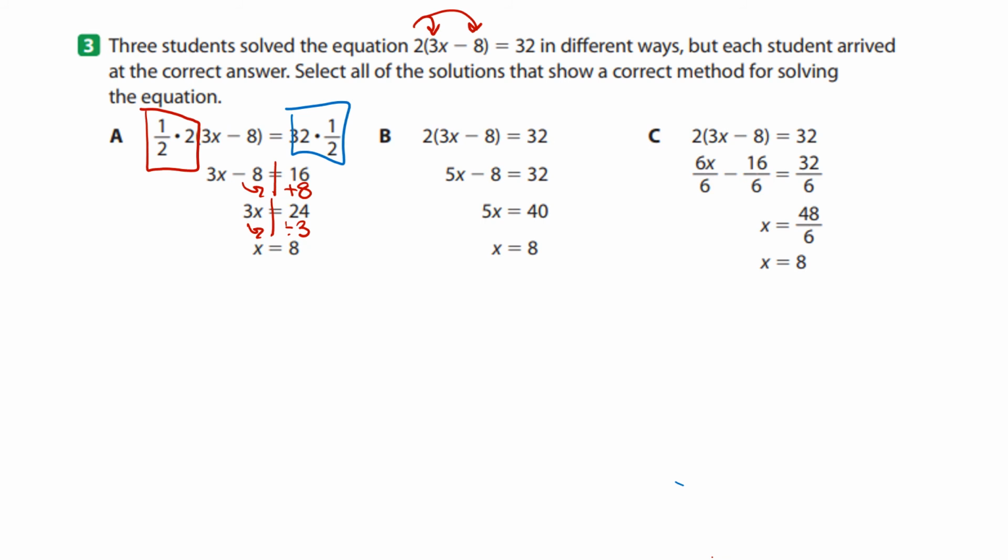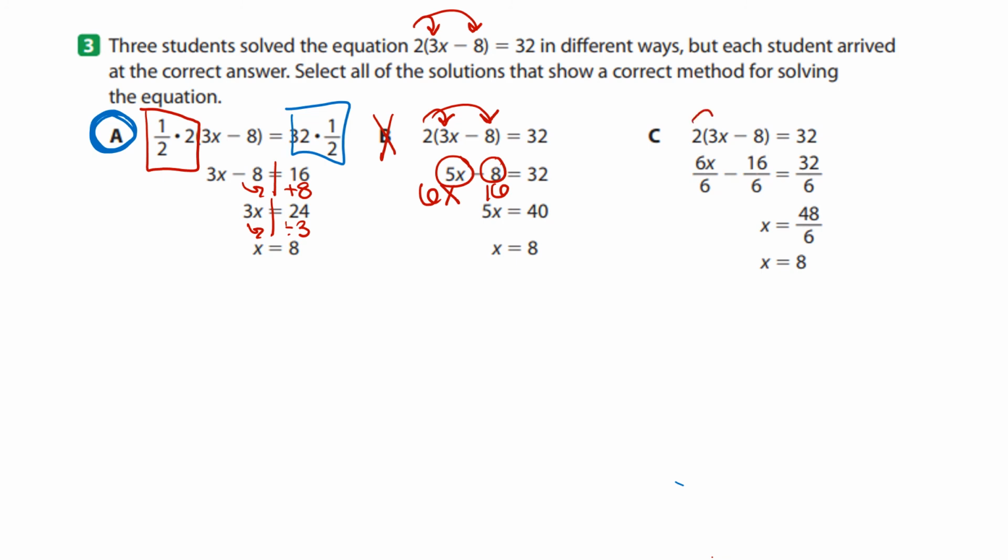In letter B, again, our first step would be to distribute, and we would multiply. 2 times 3 should give you a 6x minus 16, not 5x minus 8. So letter B is our incorrect answer. Letter A was a correct answer because we did solve it correctly. Letter B is solved incorrectly.